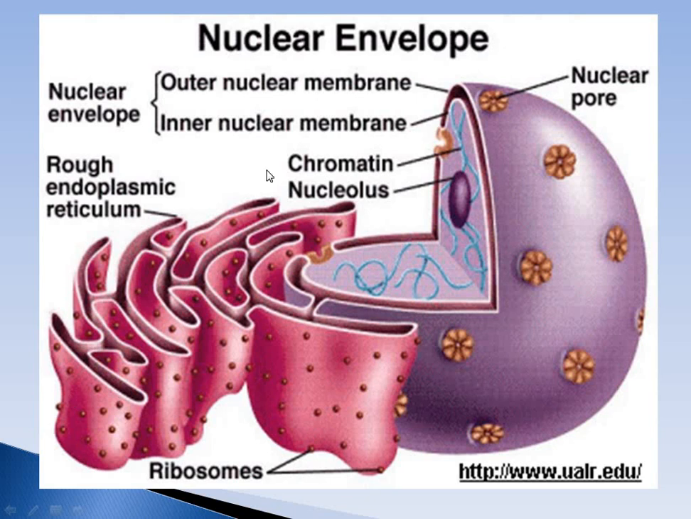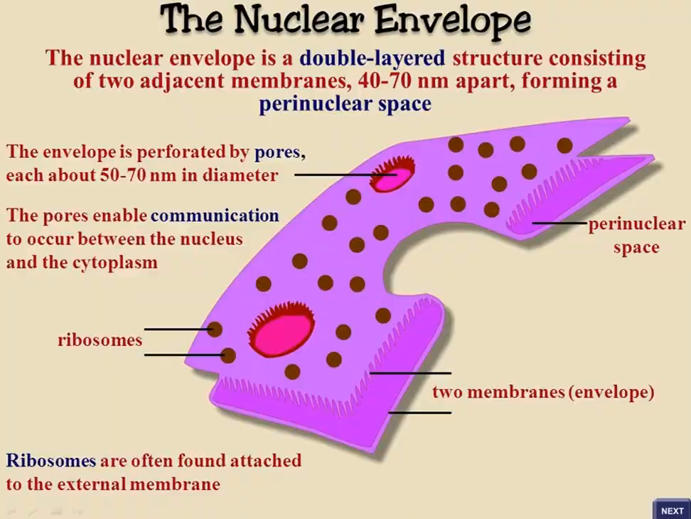This is a figure that shows all these features. This is nuclear envelope made up of 2 membranes, outer nuclear envelope and inner nuclear envelope, with a space in between that is called perinuclear space, and these are the nuclear pores. This is nucleolus, that is chromatin, and you can see that outer nuclear membrane is connected to this rough endoplasmic reticulum, and on the surface of outer nuclear envelope ribosomes are also present.